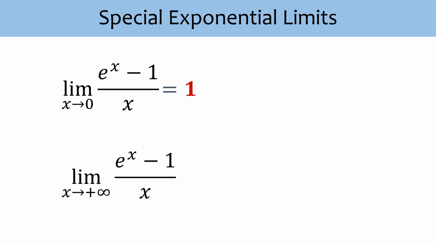And if you have e to the x minus 1 all over x as x approaches positive infinity, as you could recall in the previous graph that I showed you a while ago, it looks like an ordinary exponential function. As we make the values of x bigger and bigger, the value of the function as a whole becomes bigger and bigger, and so therefore it goes to positive infinity.